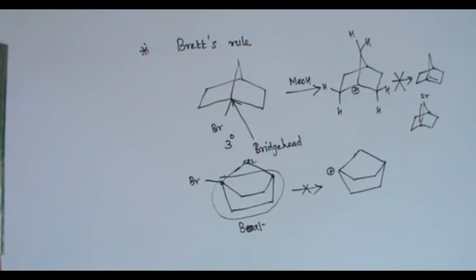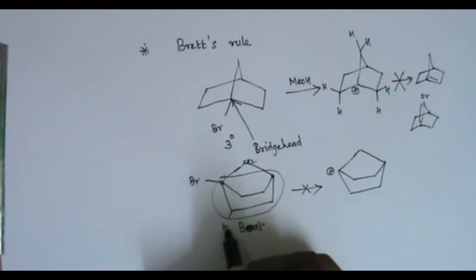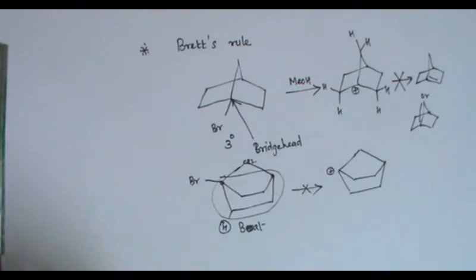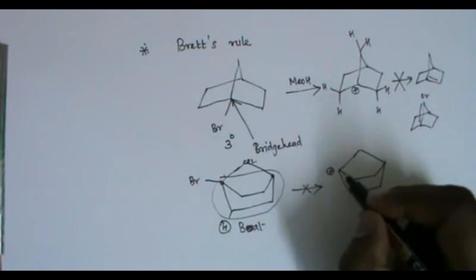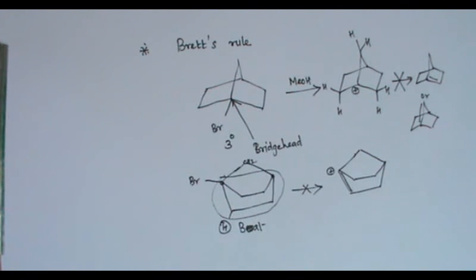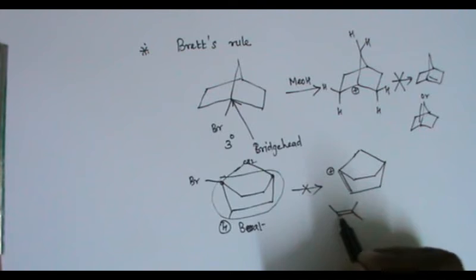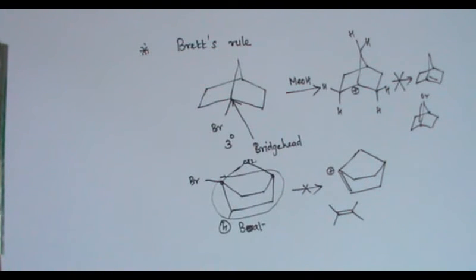So it cannot go through E1 elimination, which goes through a carbocation. What about E2? Can we abstract this proton by base? Then it may fall to give the product. So if it happens, what we get is a double bond here. You may know that the alkene is an sp2 carbon, which is planar, but planarity cannot be achieved in this molecule also. So because of that, you cannot generate a carbocation or double bond at the bridgehead carbon in a bicyclic system. That is known as Bredt's rule.